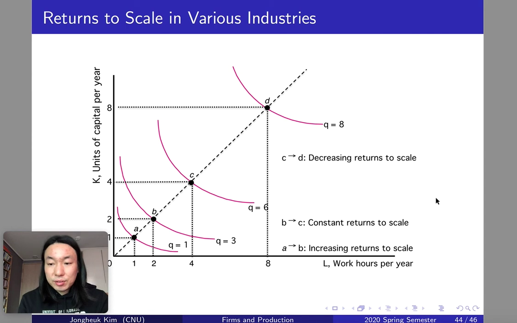So this is the summation of everything. From point A to point B, you multiply your labor and capital by 2, but the output is 3 times your original output, 3 times 1. So from A to B, it is IRS, but from point B to C, it is CRS, and from point C onward, it is DRS. Okay, so I think it's pretty clear to everyone about returns to scale.